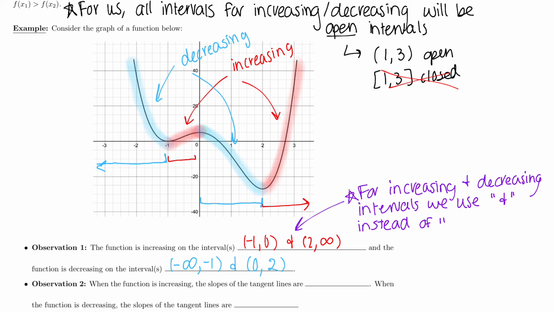Let's make that look a little better. So we don't use union symbols, we use "and." This is an "and," just in case you can't read my handwriting. This right here is a union symbol.